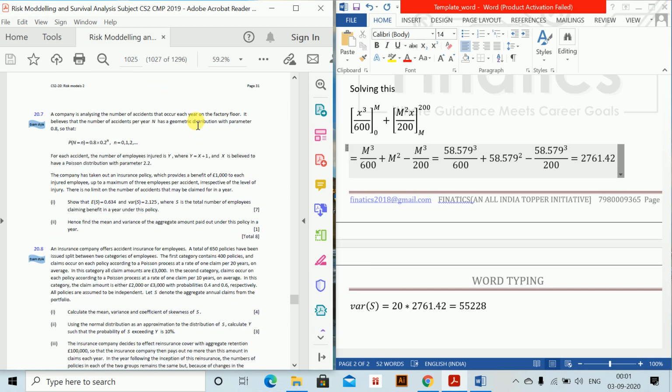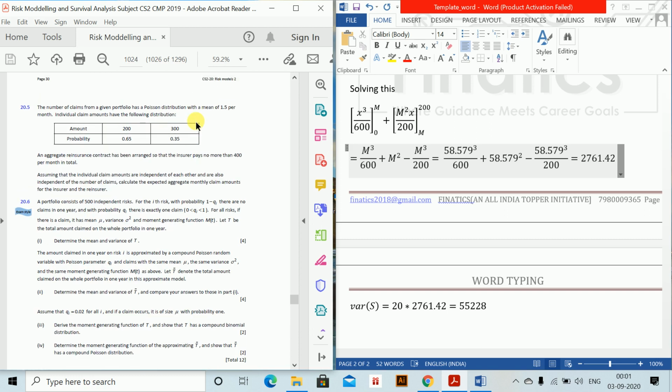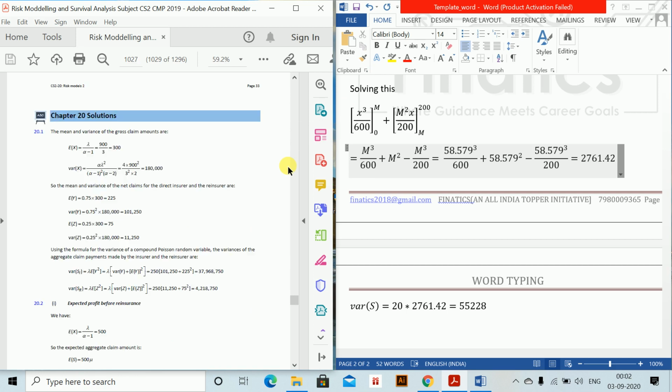Going back to questions, so we'll do question 20.5. The number of claims from a given portfolio has a Poisson distribution with mean of 1.5 per month. Individual claim amounts have the following distribution. An aggregate reinsurance contract is arranged so that the insurer pays no more than 400 per month in total. Assuming that the individual claim amounts are independent of each other and of the number of claims, calculate the expected aggregate monthly claims for the insurer and the reinsurer. So we will calculate for the insurer and the reinsurer as well.